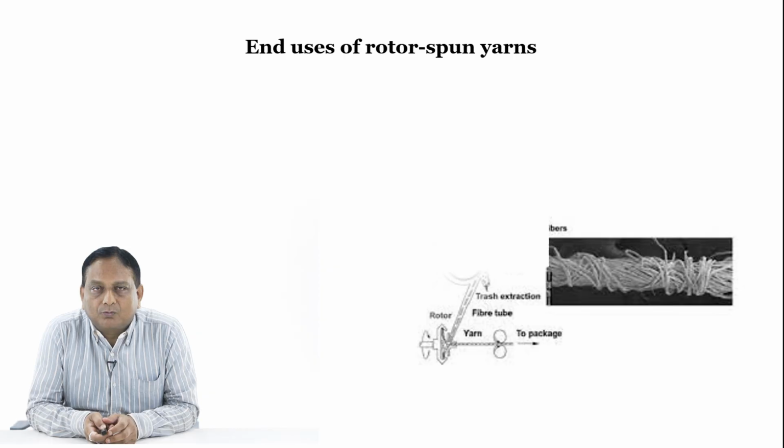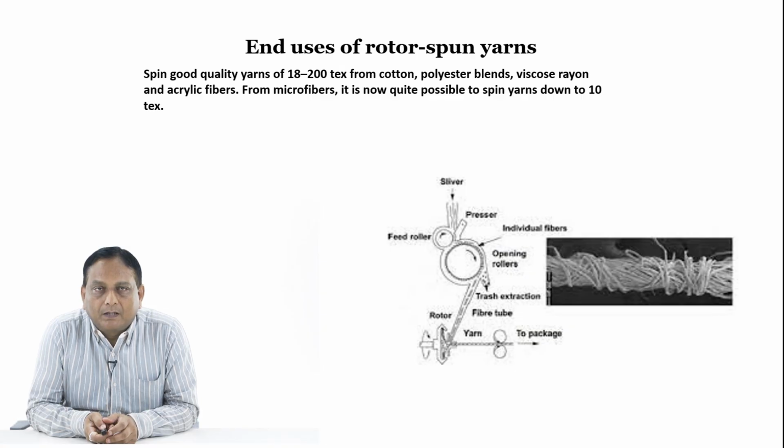Now the end uses of rotor spun yarn. You can see the processing sequence and also the rotor spun yarn in the image. Good quality yarns of 18 to 200 tex can be spun from cotton, polyester blends, viscose rayon and acrylic fibers. And from microfibers, it is now quite possible to spin yarns down to 10 tex. So these are the important end uses of rotor spun yarns.